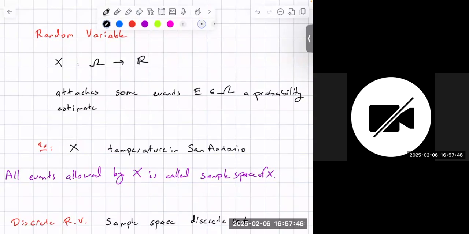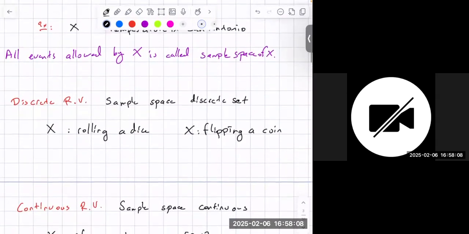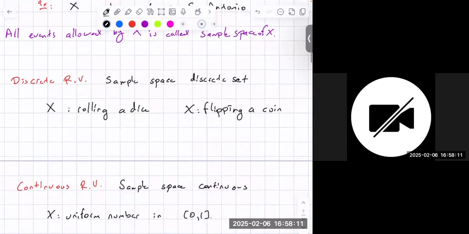Sometimes you would see a term called the sample space of X. This is not a pun intended for SpaceX. It means all possible events allowed by your random variable. So for our San Antonio temperature example, the sample space is between 20 and 120 or whatever else it is. Now, depending on your sample space, your random variable is sometimes called discrete or continuous. A continuous example is a uniform number between 0 and 1. You have the whole interval as your sample space. A discrete one is something like a die or a coin. You have discrete possible outcomes.